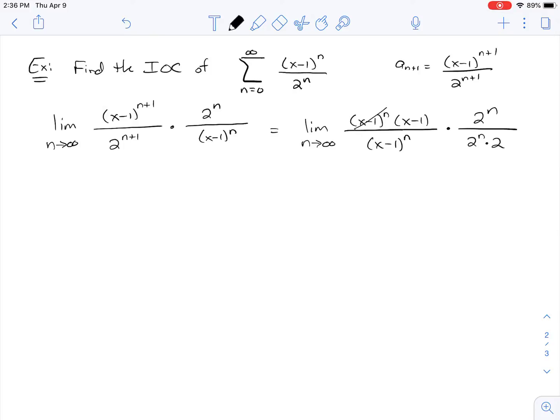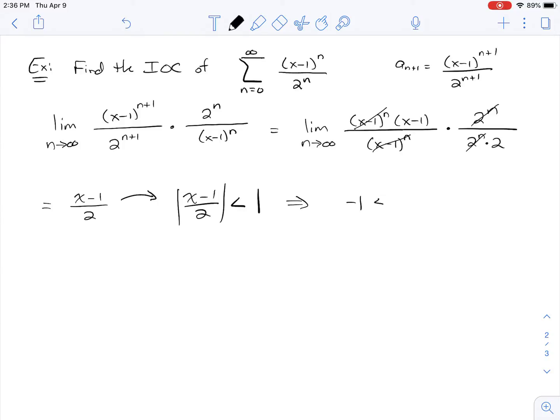So I can cancel this with this, and I can cancel this with that. So notice all the n's went away. And so when I evaluate this limit, the only stuff that's left is x minus 1 over 2. So now we have to take this and do x minus 1 over 2, absolute value is strictly less than 1.